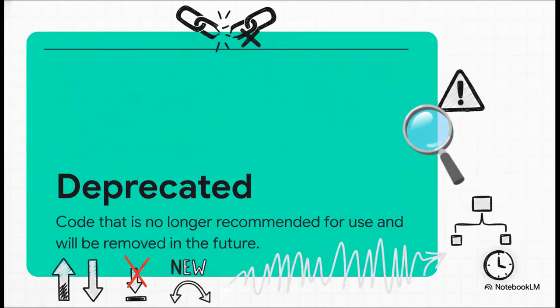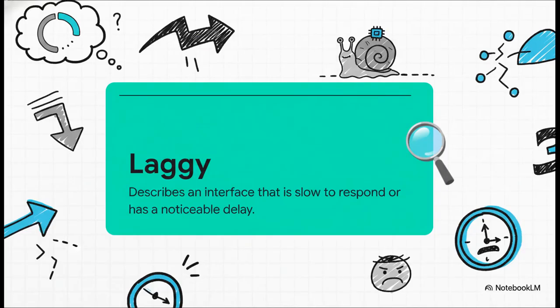First on our list is deprecated. When you see this, think of it as a friendly warning from the future. It means, hey, this feature still works right now, but we're phasing it out. There's a better way to do this, and you should probably switch over before this breaks on you. Oh, we've all felt this one. Laggy. It is the perfect word for when an app or a website just feels slow. You click a button and you have to wait for that fraction of a second. That's lag. It's a super important word to use when you're talking about performance.